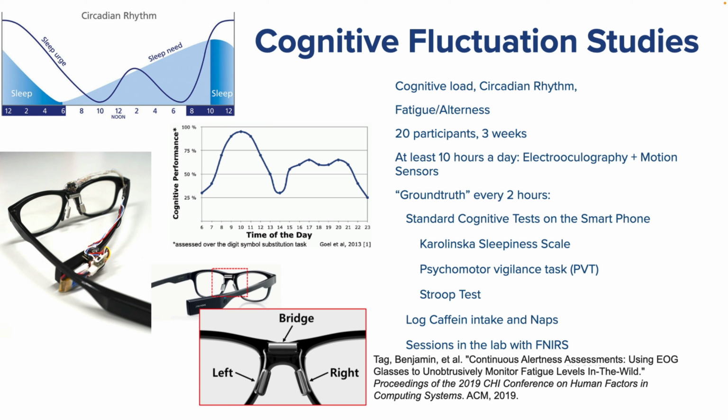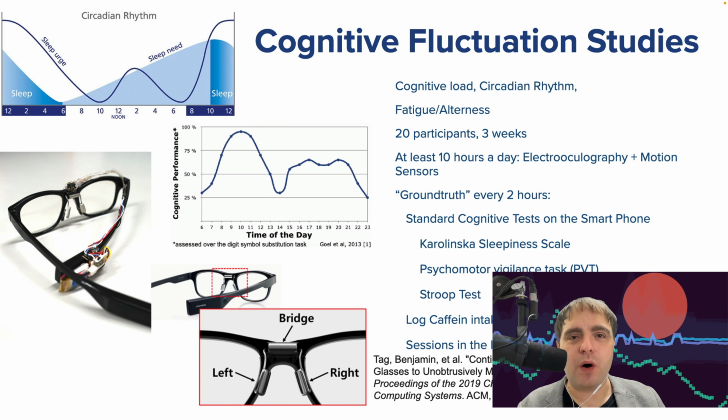And we can measure this and get an estimate for your fatigue and alertness also over these type of glasses and over your eye movement and head movement. So for this fatigue and alertness study, we had 20 participants. They wore the glasses for 3 weeks, at least 10 hours a day. We got the electrooculography and the motion data, and then every 2 hours we asked them to fill out a cognitive test, so some standard sleepiness scale, and also a psychomotor vigilance task. That's a reaction time test on a smartphone.